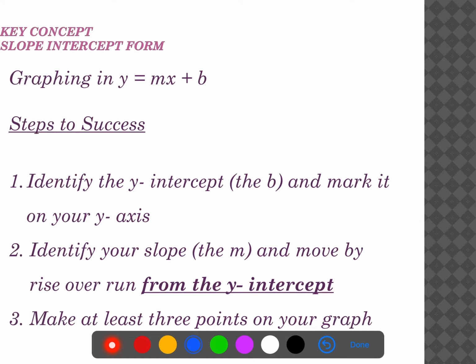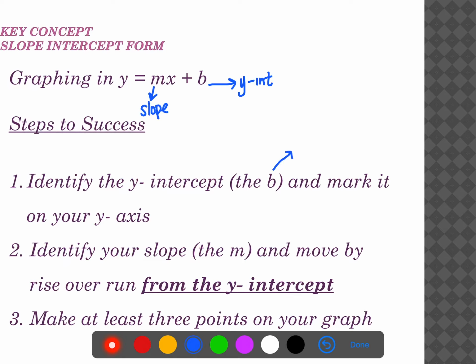Okay, our second method, and this is probably going to be the most popular that we're going to use throughout the year. This is slope-intercept form. Okay, so slope-intercept form is y equals mx plus b. m is your slope, and b is your y-intercept.